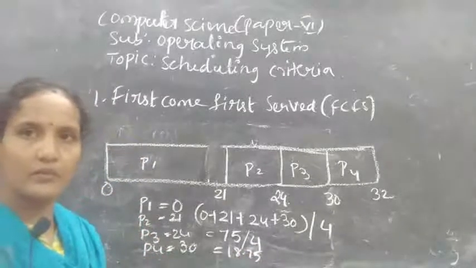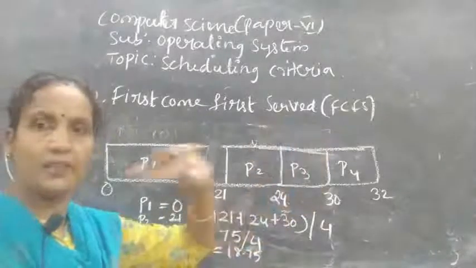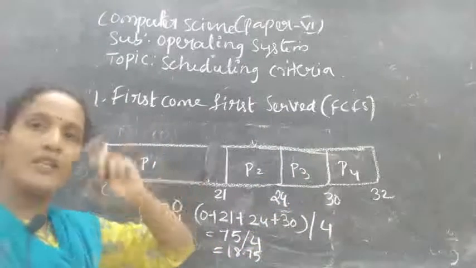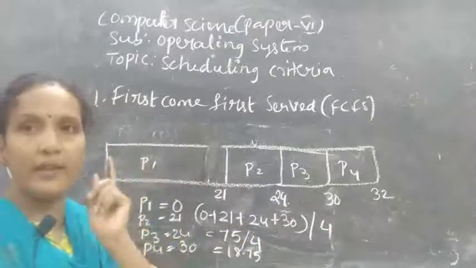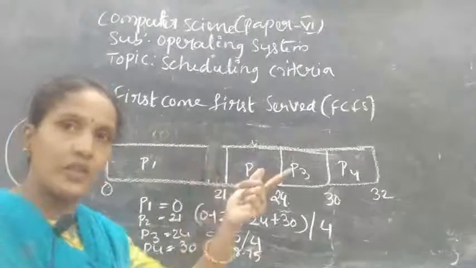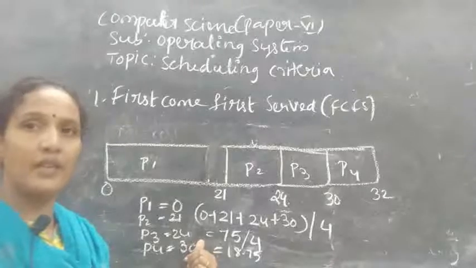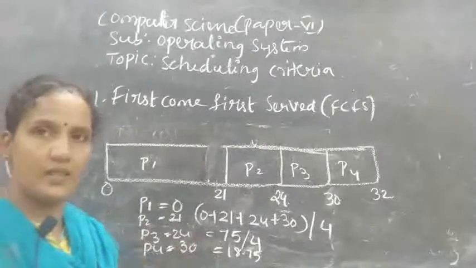Clear all of you? The same process burst time, the same process execution time, will be taken for each and every algorithm, and they will calculate the average time and compare it with this average time. Based on that, you need to decide which one is best.